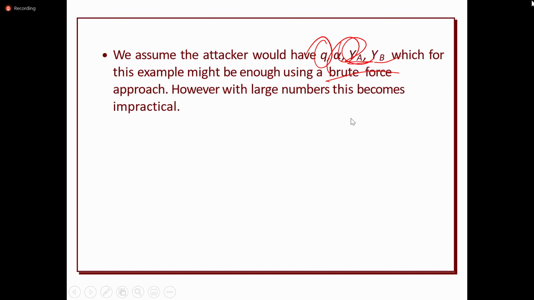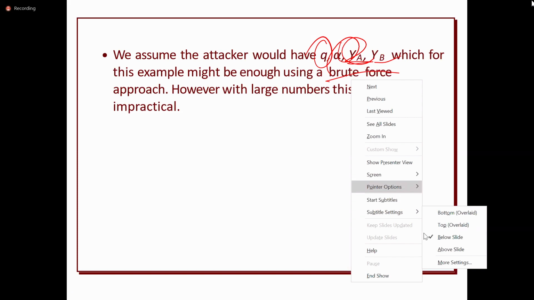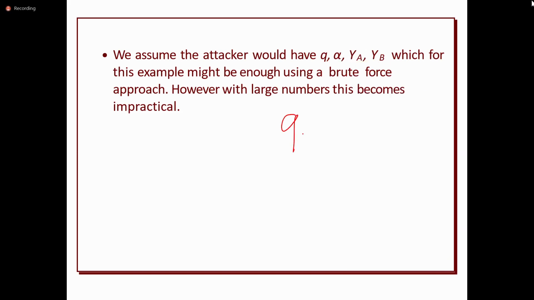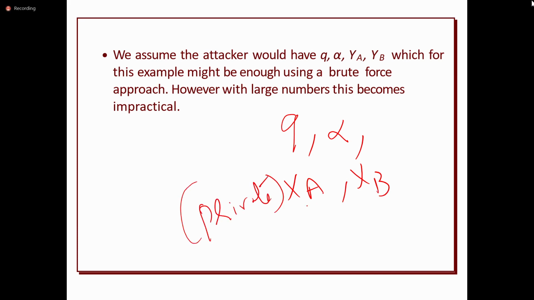The Diffie-Hellman key exchange algorithm has a specific set of values: Q is a prime number, alpha is a primitive root, XA is the private key of the sender, and XB is the private key of the receiver. The key will be calculated at the sender side as well as at the receiver side. The key will not be transmitted. What will be transmitted over the network is the prime number and the primitive root. The key will be calculated and used for encryption and decryption.